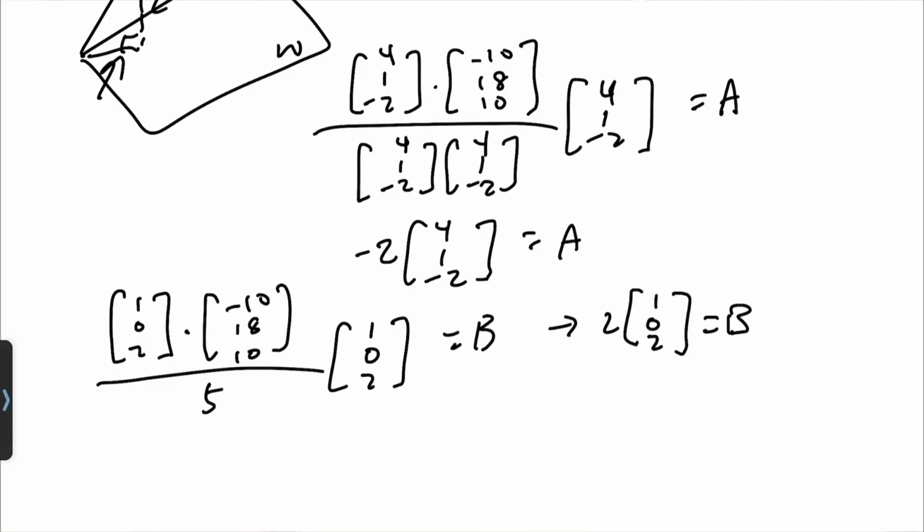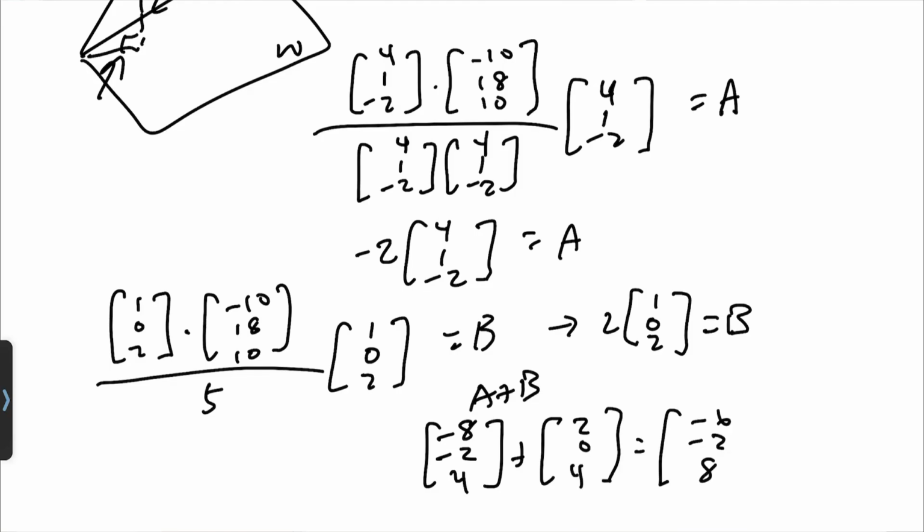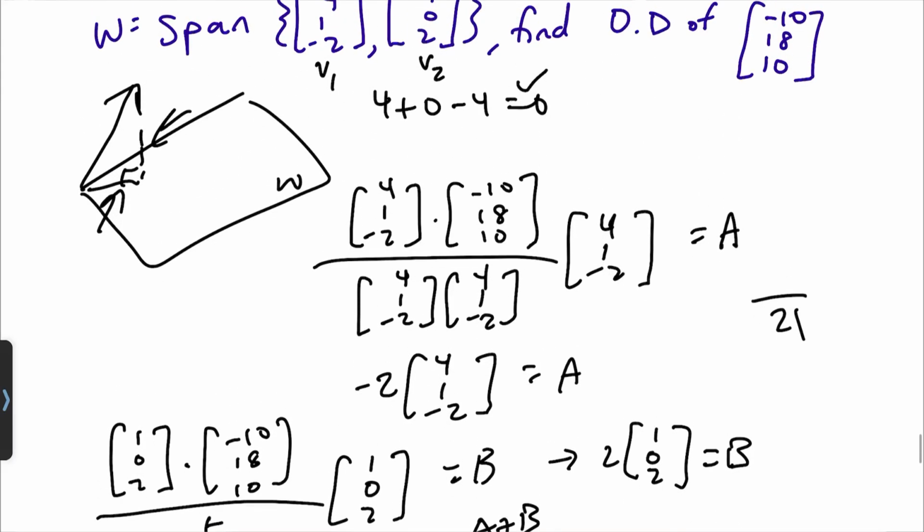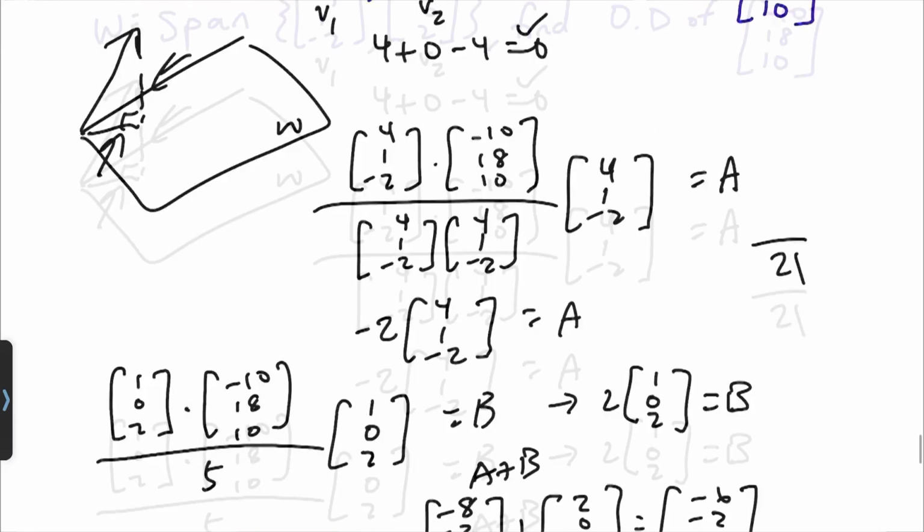And now I'm just going to simplify A, and we're just going to do A plus B here. So that's going to be negative 8, negative 2, and 4, plus 2, 0, and 4, which is going to be equal to negative 6, negative 2, and 8. So okay, we have the projection. Now let's just get the perpendicular of that, and that's going to be simple.